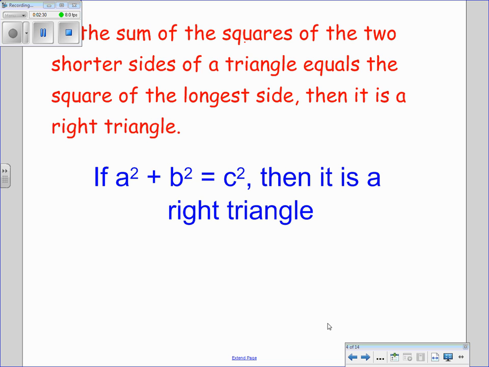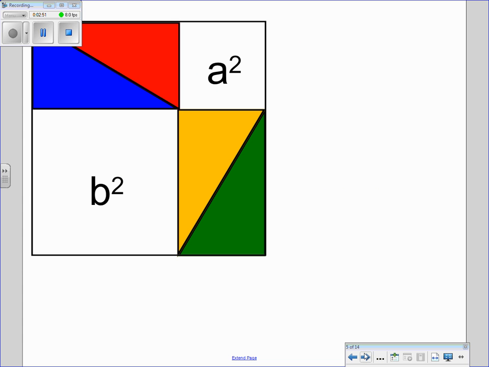You have to remember that the guy who thought this up, Pythagoras, lived over 2,000 years ago in ancient Greece. Over the last 2,000 years, people have come up with lots of different ways to prove the Pythagorean theorem. Even one of our American presidents came up with a proof. The easiest proof to show you is this one.